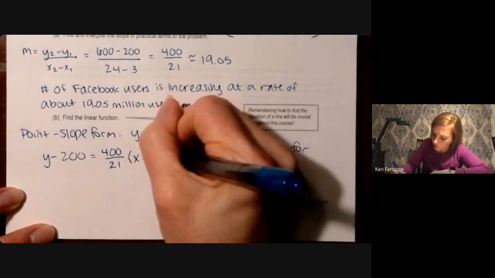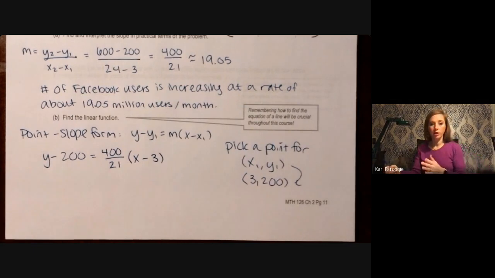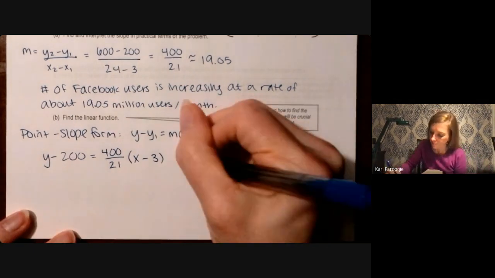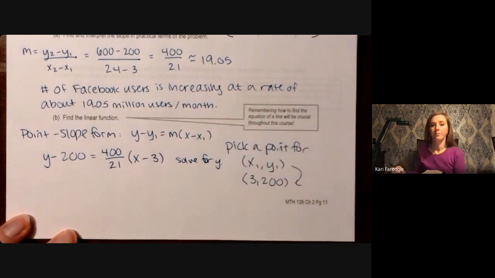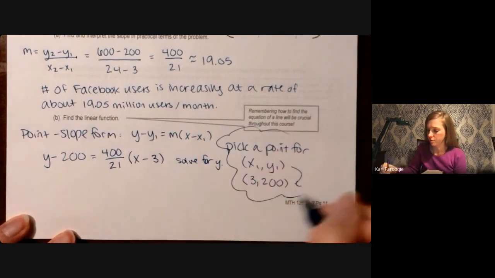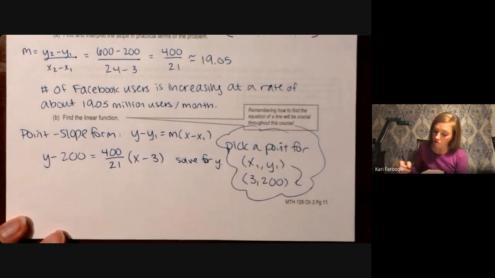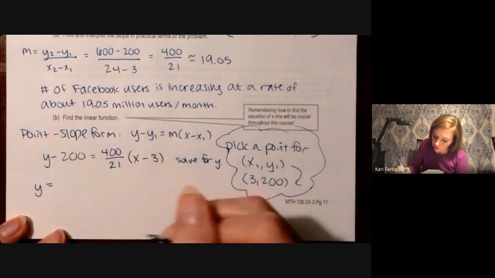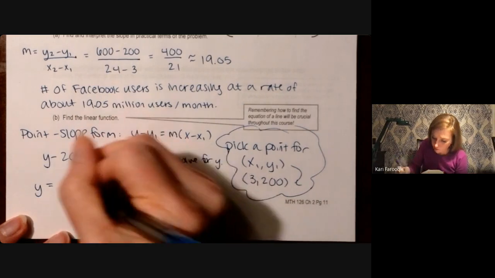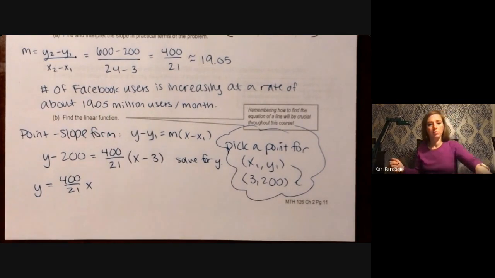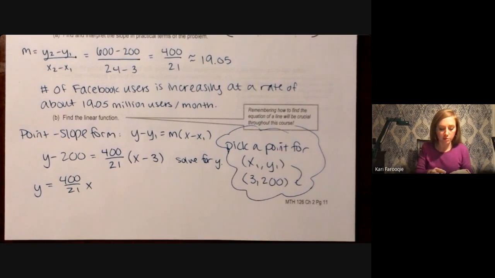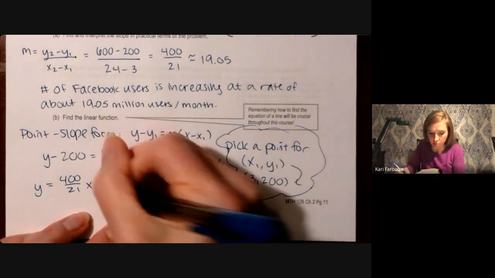So x minus 3. And then we'll just go ahead and solve for y. So I'm going to say that we have y equals, and then I'm going to distribute this 400 over 21 into my parentheses. You should already have this value in your calculator, though, because you literally just found this. So I'm going to multiply it by 3. So we'll say minus.